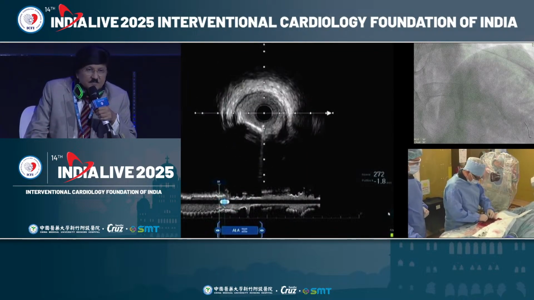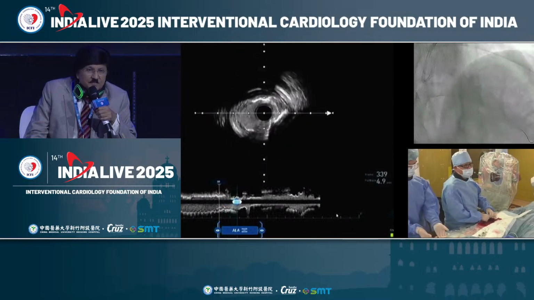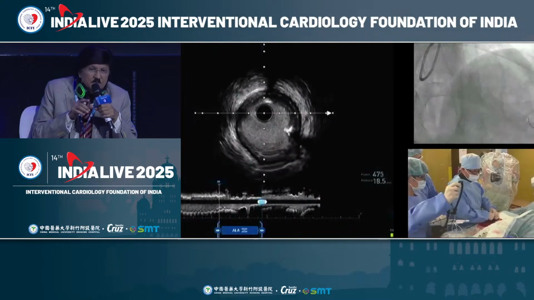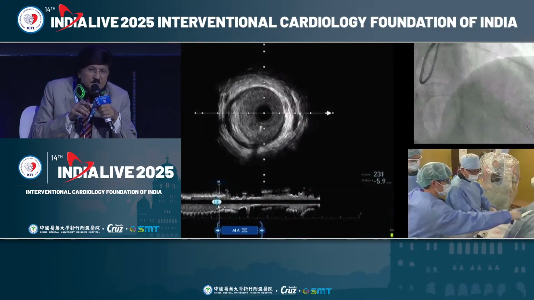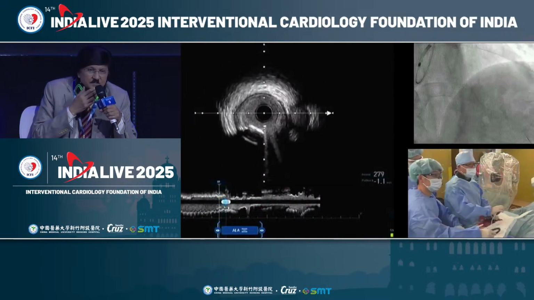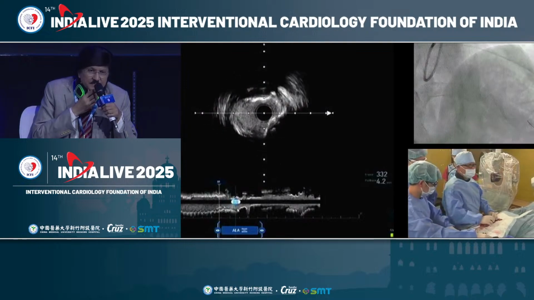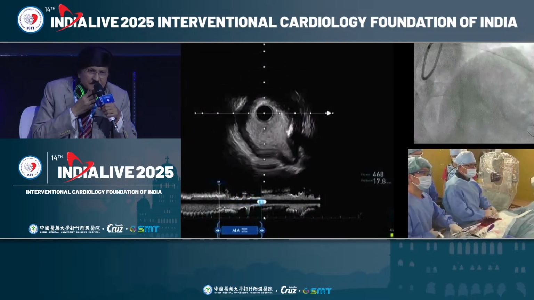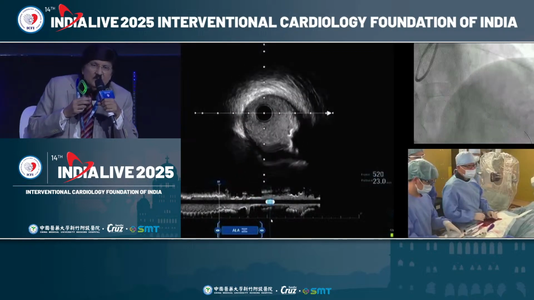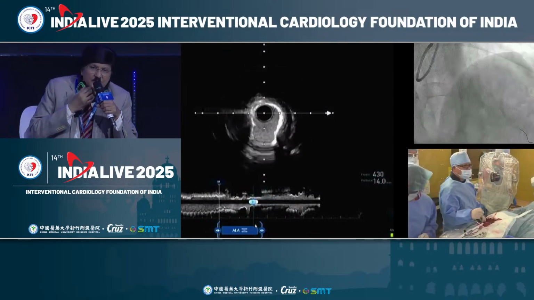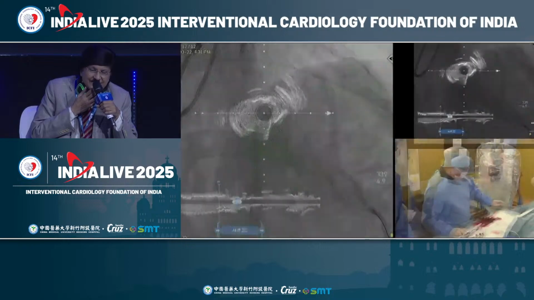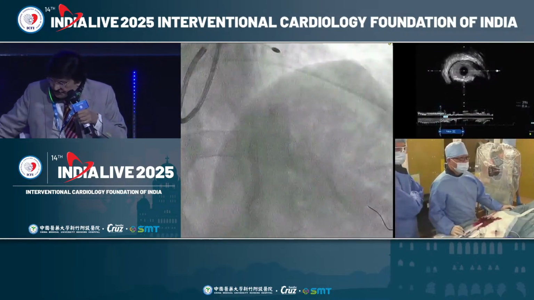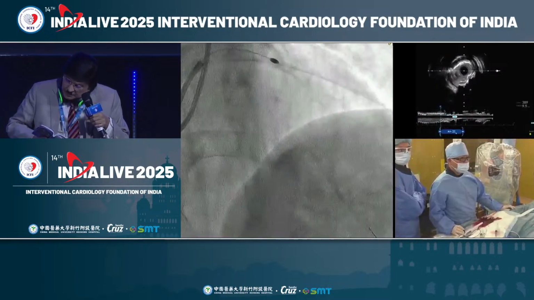Okay, and how about the wire bias? Is it still okay? So looking at the wire bias, a little bit changed compared to the previous image, more correctly, 3 to 6. But I think the wire bias looks nice. After 1.75, I think we can perform rotablation safely and effectively.